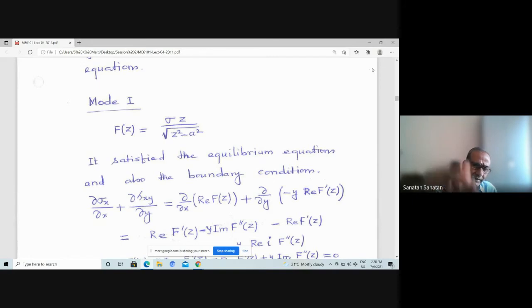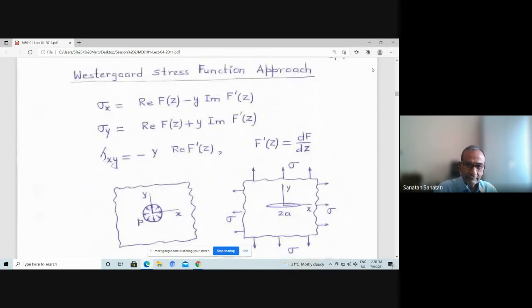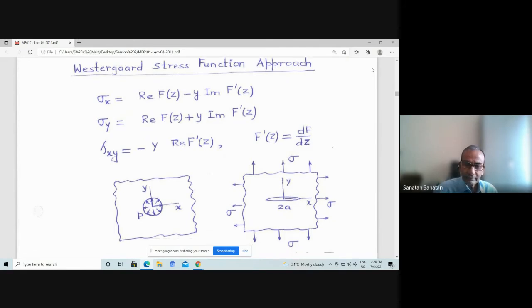So you see, if f(z) is the function which defines the stresses sigma x, sigma y, and tau xy, then what is my sigma x stress? We have already defined it. Westergaard defined that sigma x is the real part of f(z) minus y times the imaginary part of f dash z. Similarly for sigma y, where that minus becomes plus, and for tau xy. So this sigma z by square root of z squared minus a squared defines f(z), and these are the stresses. Let us see whether this is the solution to the problem.